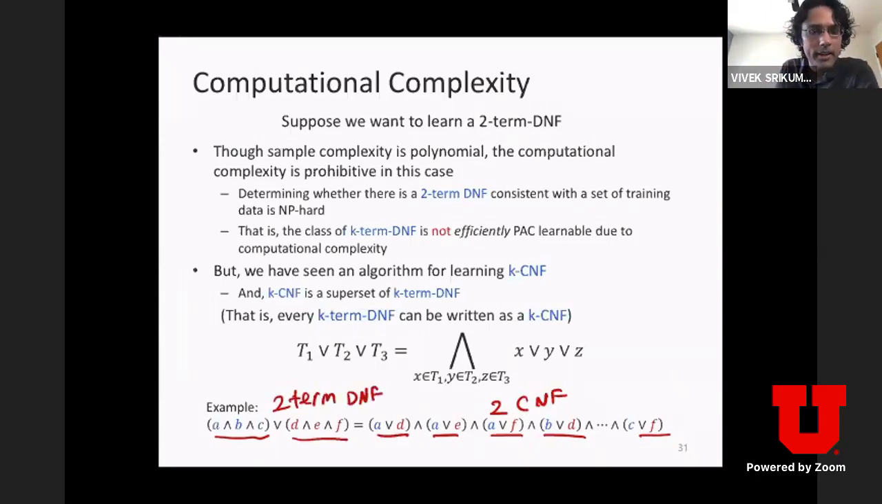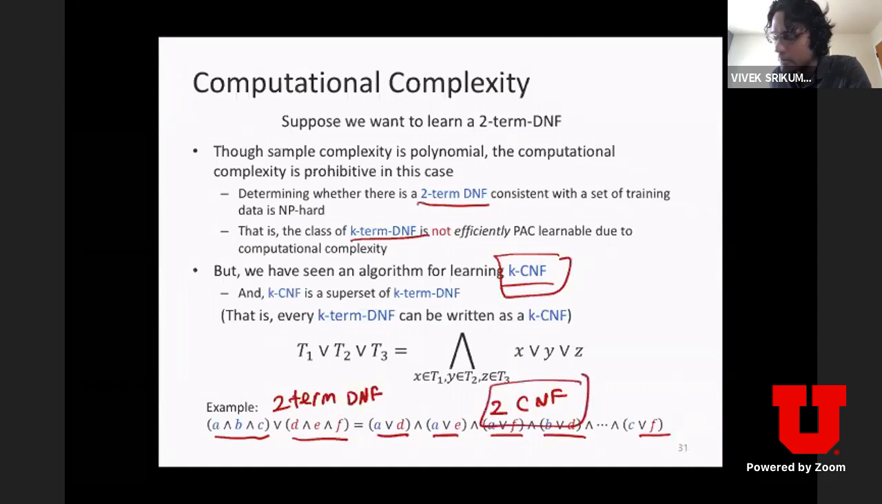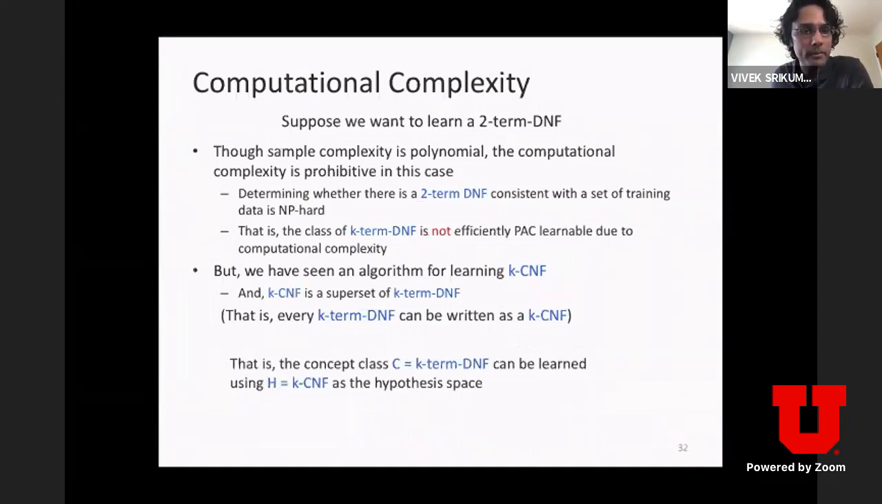Every 2-term DNF can be represented as a 2CNF. And there exists some efficient algorithm for a 2CNF. This is kind of weird. Exploring this set is intractable. Exploring a 2-term DNF is intractable, but exploring kCNF is tractable because there exists an algorithm.